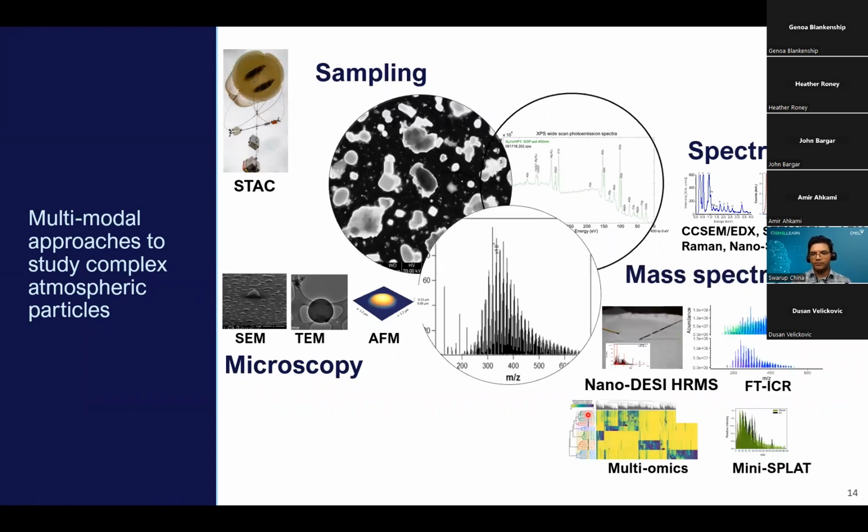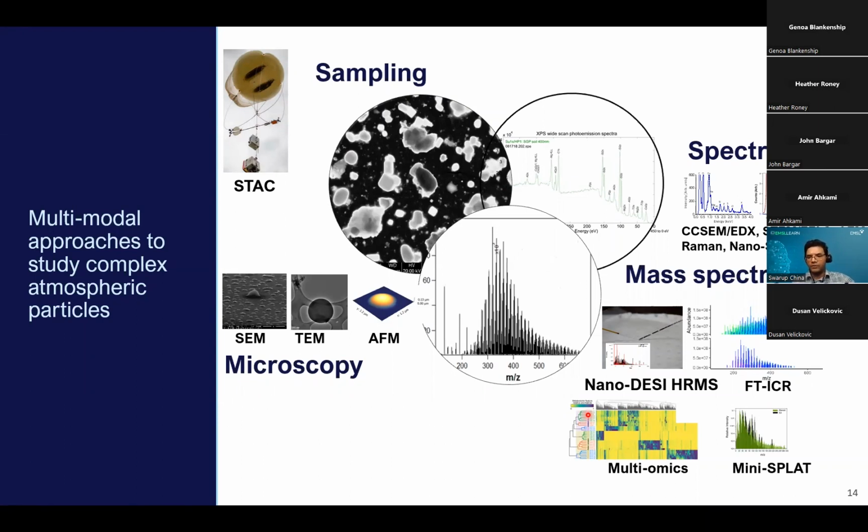And then the other approach we typically use is mass spec, where you can use different types of mass spectrometry approaches. Again, I'm highlighting a few that are commonly requested or used for atmospheric science research here. So one is the nano-DESI high resolution mass spec, which is very useful when you're looking at a small amount of sample, which is the case for atmospheric aerosols. And if you want to really look at the molecular composition in great detail, you can use the FTICR instrument that can give you more of the complexity of the different molecules that you have in your samples.